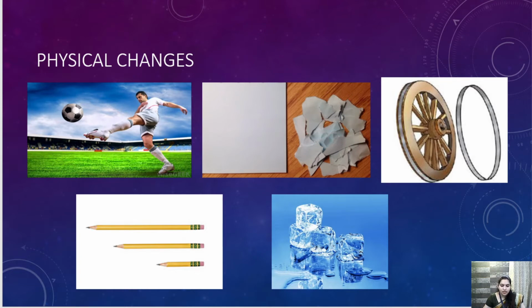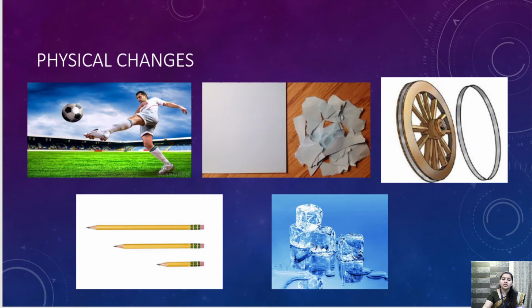Okay, now see here, this is a pencil. You have a pencil, so you write with the pencil, you erase it and you sharpen it. So what happens? The size of the pencil changes, but the molecule of the pencil remains the same, isn't it? It remains as it is, only the size changes. So is it a physical or a chemical change? It is definitely a physical change.